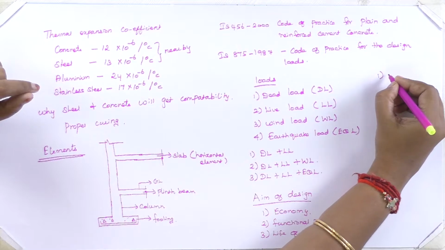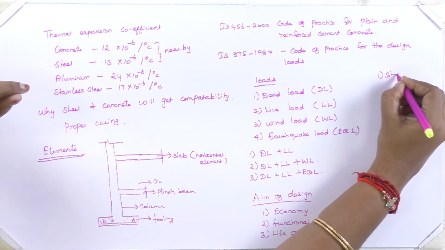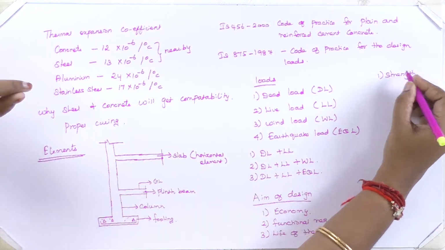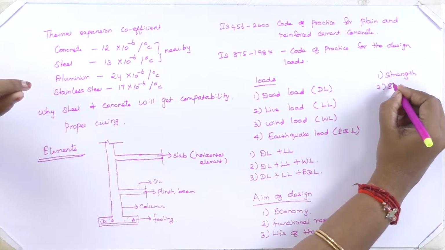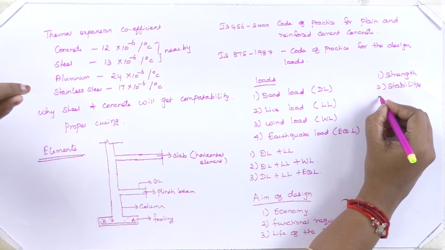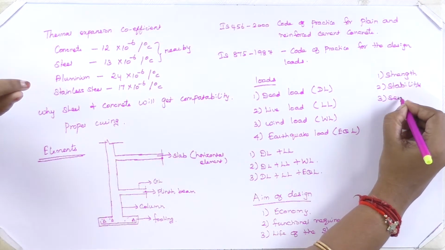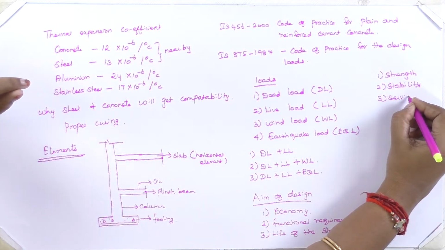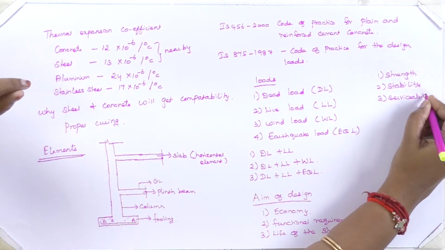Okay, how to ensure these three from the designer's point of view? First thing, the designer will think, first one, strength, second one, stability, my structure should be stable enough. Then third one, serviceability.